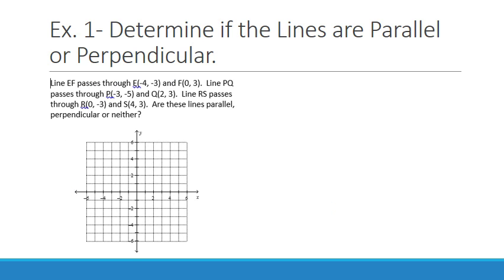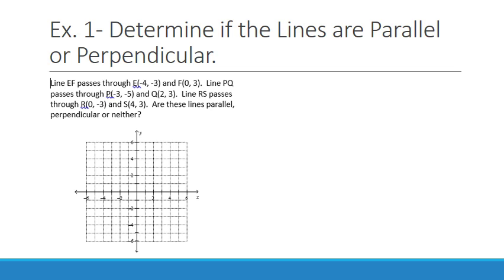All right, let's look at an example with this. Determine if the lines are parallel or perpendicular. So line EF passes through point E, -4, -3, and point F, 0 and 3. Line PQ passes through P and Q. Line RS passes through R and S. And then we're wondering in the end, are these lines parallel, perpendicular, or neither?